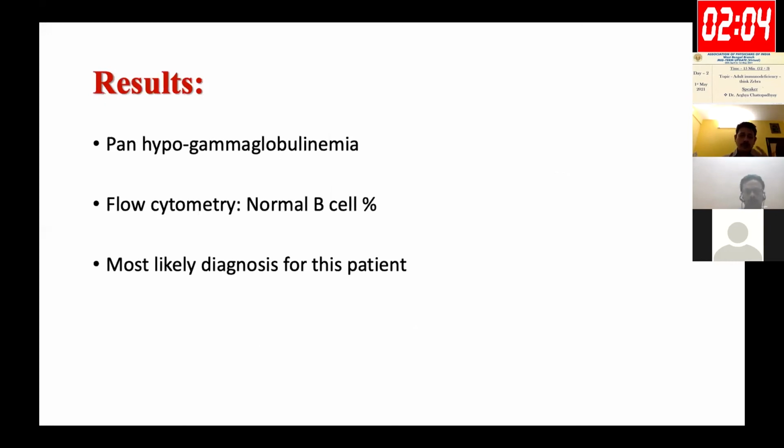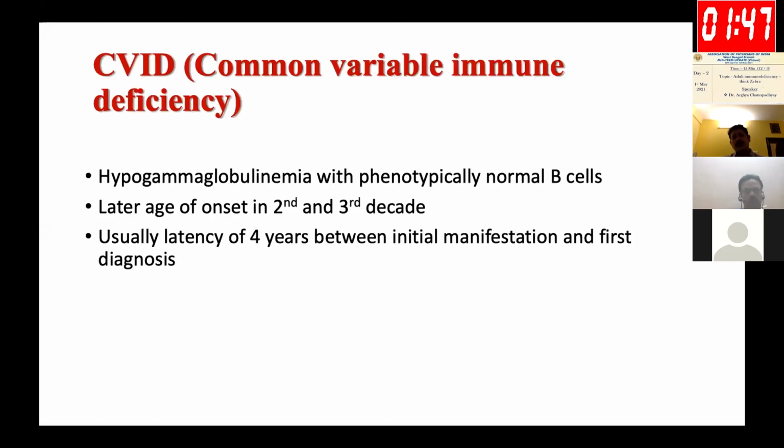So the laboratory investigation will reveal panhypogammaglobulinemia, and flow cytometry, that is B cell subset analysis, will show normal B cells. So this is more of a functional defect of B cells in the process of immunoglobulin production, and so most likely this is a case of common variable immune deficiency. The hallmark is hypogammaglobulinemia with phenotypically normal B cells.